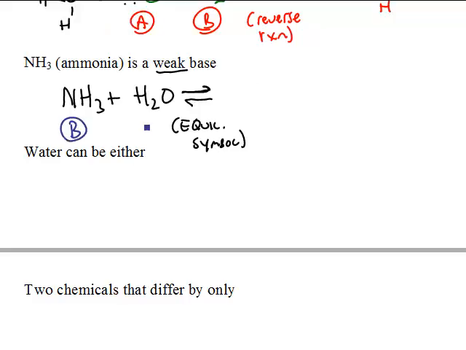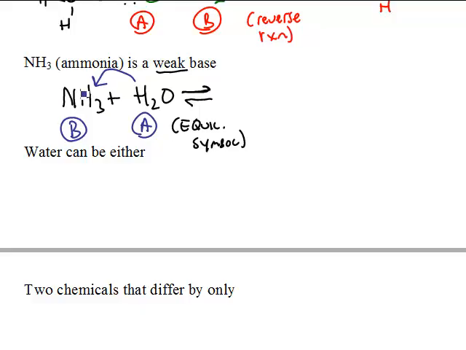Ammonia being a base, that must be where the arrow is pointing. So the arrow won't start from the ammonia. The arrow always starts from the acid, and it points towards the base. So remember, this arrow represents a transfer of an H+.